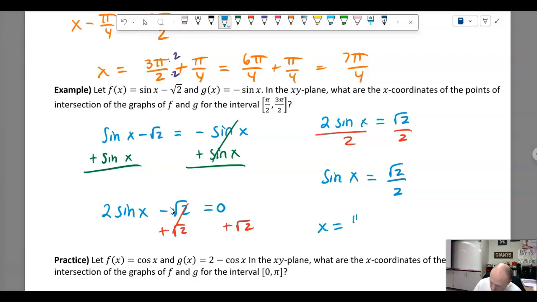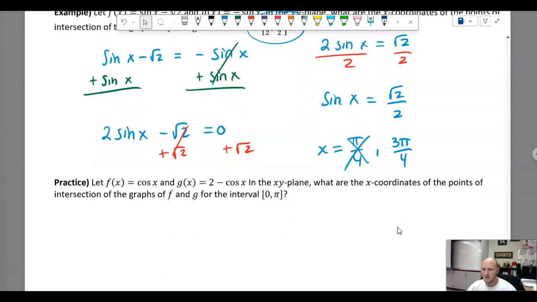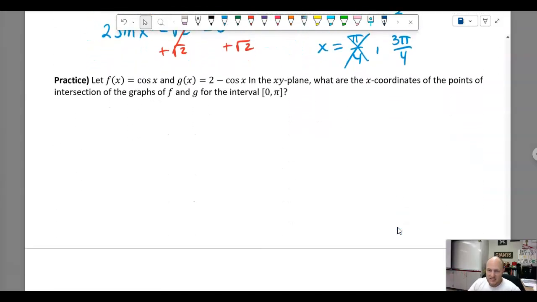And hopefully you don't feel too scared about this one. This is the good old pi fourth angle in quadrant 1 and in quadrant 2, which is 3 pi fourths. But pay attention to your domain. They do not want quadrant 1. So I'm throwing away that answer. Answer: 3 pi fourths. That's it. All right. Same kind of idea with this practice one. Pause me, try this one, and then we'll show you the results.